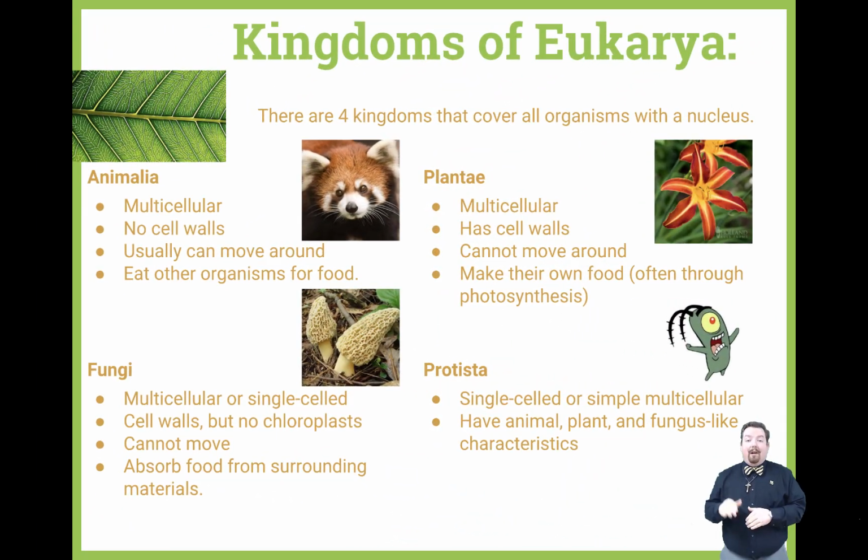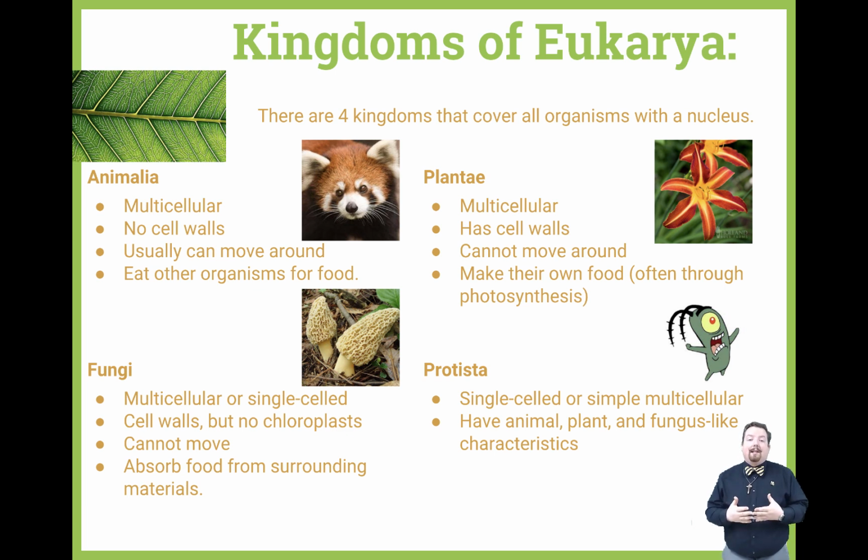As we go down the pyramid of classification, kingdom is our next level of classification after domain. So if we look at the domain Eukarya, there are 4 kingdoms: animals, plants, fungus, and protists. Animals are multicellular. They don't have cell walls. They usually can move around, and they eat other organisms to get their food.